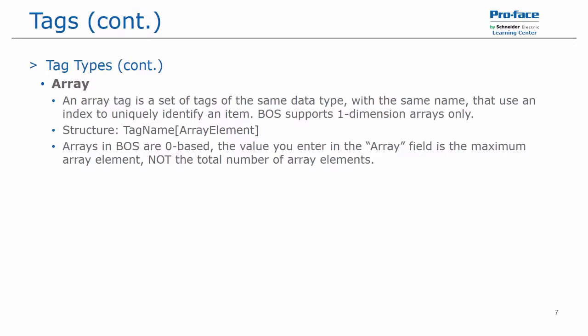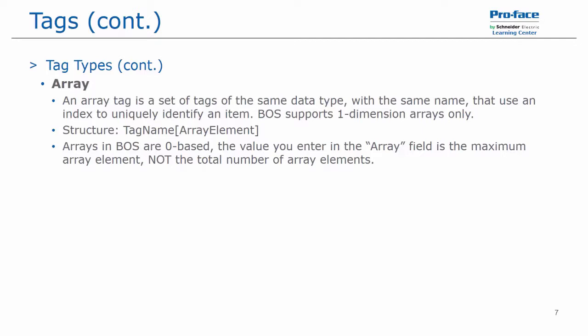And the structure or syntax would be the tag name, and in brackets would be the array element. Now, typically, this would be a static value. However, in Blue Open Studio, you can insert a tag name for the array element and dynamically set which element you are either displaying or writing to or reading from during runtime. And arrays in Blue Open Studio are zero-based, meaning that the first element is 0.